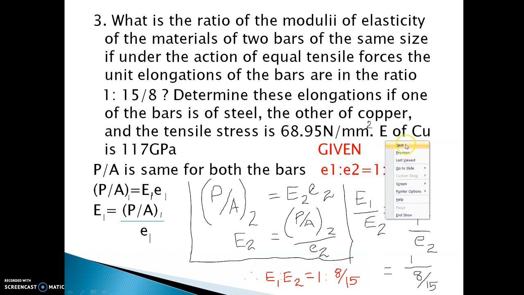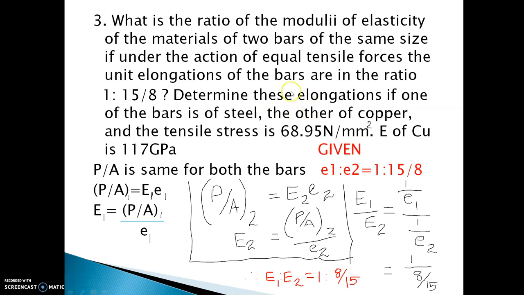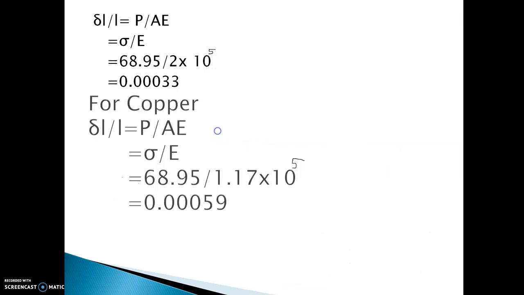Now the next part of that question was to determine these elongations, that is the unit elongations or strain, if one of the bars is of steel and the other of copper, and the tensile stress is 68.95 Newton per millimeter square. So one of the bars is steel, which means Young's modulus of elasticity is 2.1 into 10 raised to 5 Newton per millimeter square.